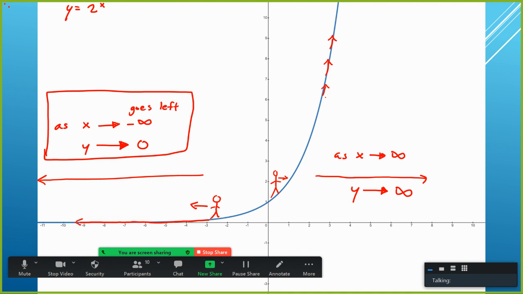And we need to be prepared to talk about end behavior using just straight up words or using symbols like this, like with my arrows. So how we would say this with words, I'll write it out like I did yesterday: as x goes to infinity, y goes to infinity.